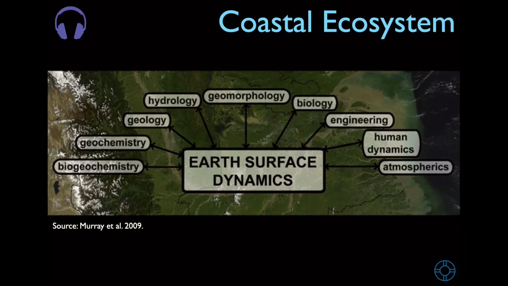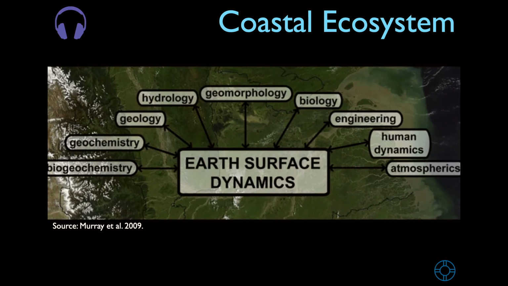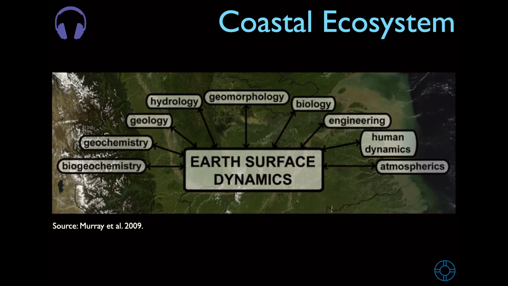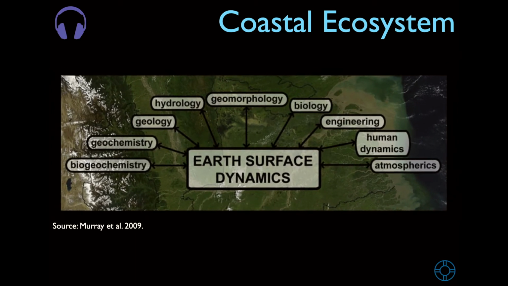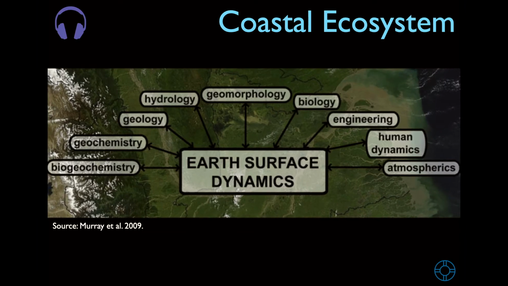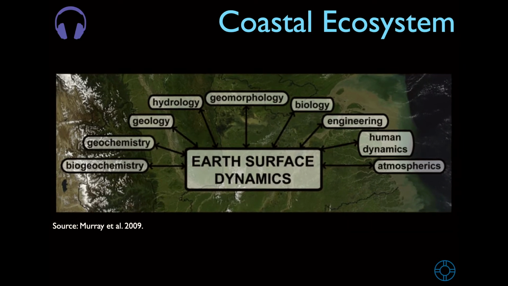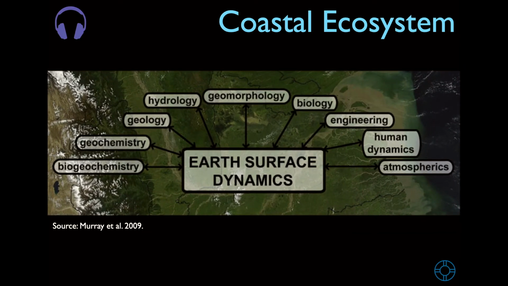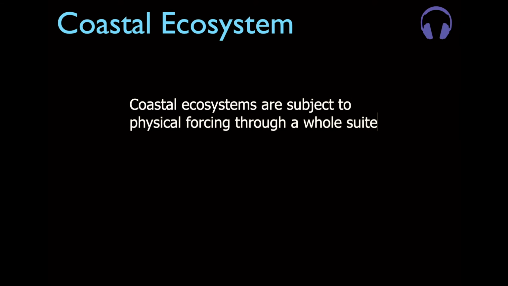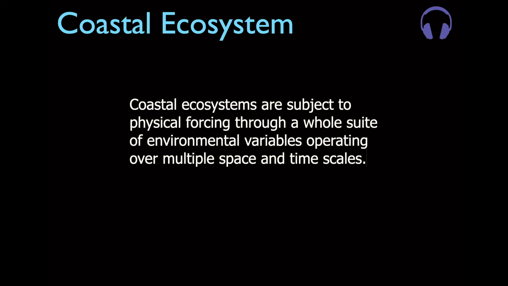The Earth's surface dynamics is studied by a large group of fields of knowledge of science, like biogeochemistry, geochemistry, geology, hydrology, geomorphology, biology, engineering, human dynamics, and atmospherics. Coastal ecosystems are subject to physical forcing through a whole suite of environmental variables operating over multiple space and time scales. Let's see what is next.